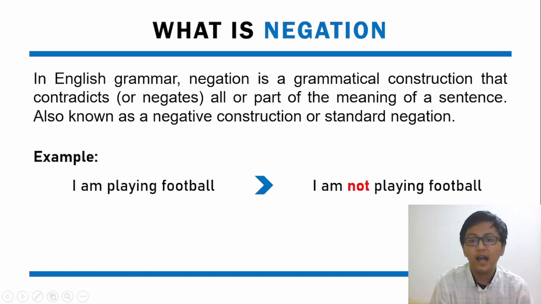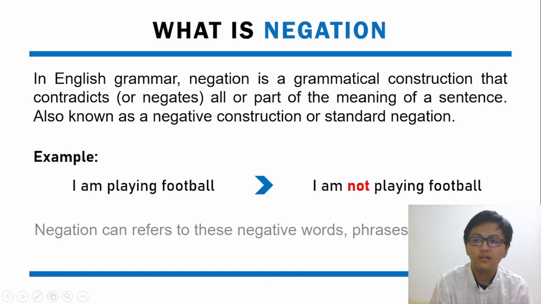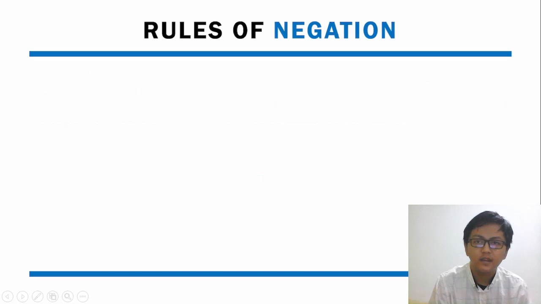Here, for example, I am playing football. Then it became I am not playing football. By adding not between the auxiliary verb and the object, which we call a negation, as I said before. Negation can also refer to this negative word, phrase, or clause.